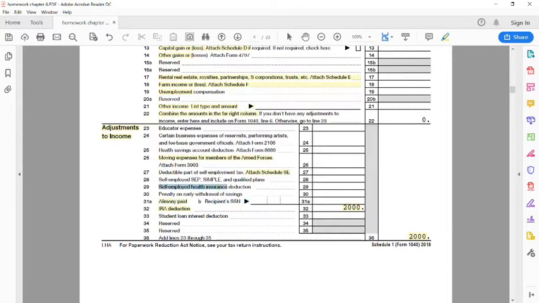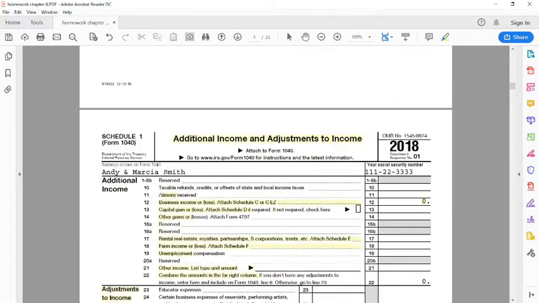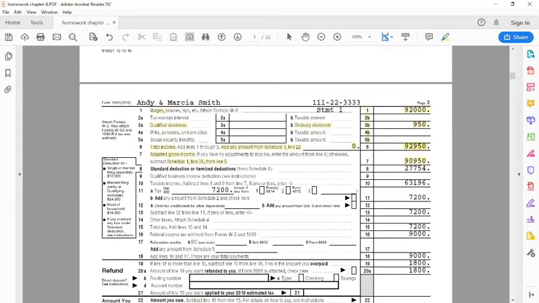Self-employed health insurance is a possibility that might be deducted on line 29. However, for Andy and Marcia, there's $2,000 right here. It is subtracted, and oddly enough to me, $92,950 minus the $2,000 on Schedule 1 gives us $90,950, and that is our adjusted gross income.